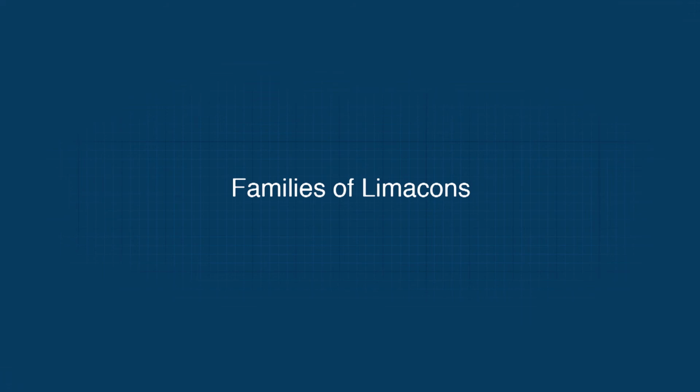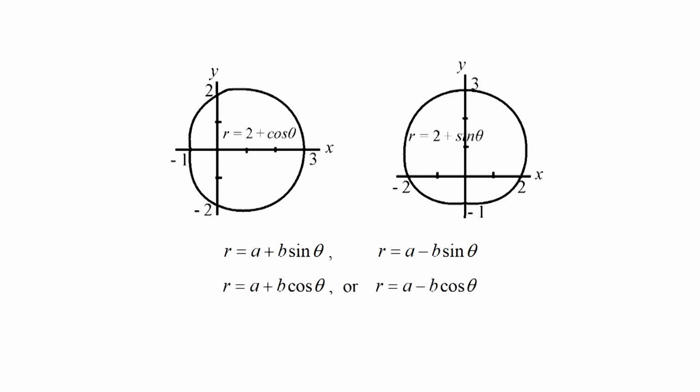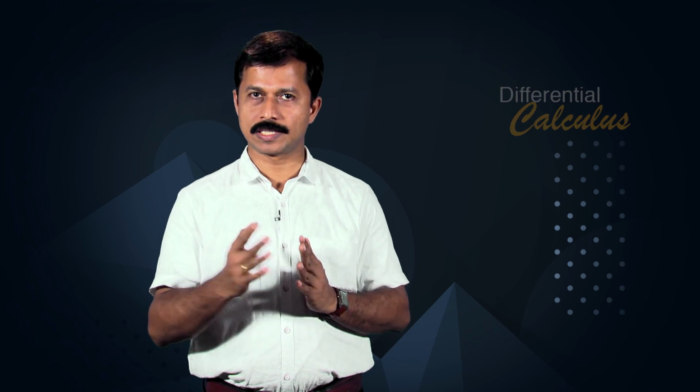We now discuss the families of limaçons. If a > 0 and b > 0, equations of any one of the following four forms, r = a + b sin θ, r = a − b sin θ, r = a + b cos θ, or r = a − b cos θ, represent polar curves called limaçons, from the Latin word limax, for a snail-like creature that is commonly called a slug.